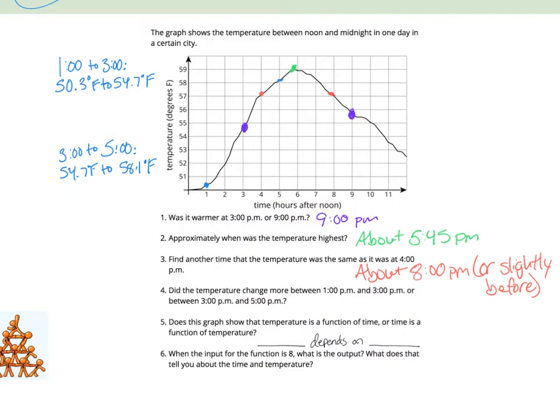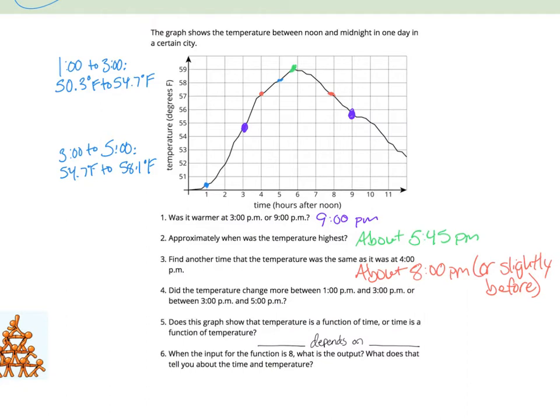Number 3, when was it? Find another time that the temperature was the same as it was at 4 p.m. So at 4 p.m., my temperature is here, a little over 57 degrees. It's that same temperature again, slightly before 8 o'clock.